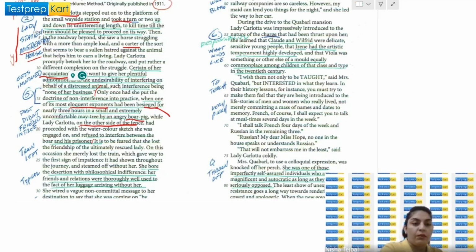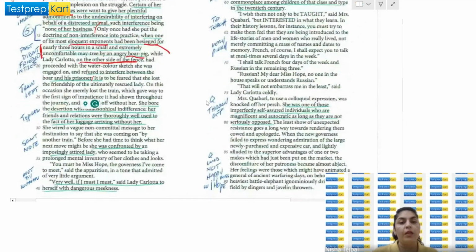So after taking this note, okay, horse is being mistreated. Now she gets into a matter where she's interfering. Now comes the next event of the passage. It says, it is to be feared that she lost the friendship of the ultimately rescued lady. On this occasion, she merely lost the train, which gave way to the first sign of impatience it had shown throughout the journey, and steamed off with her. Now, what is happening? During all this event, she misses her train. Lady Carlotta misses her train.